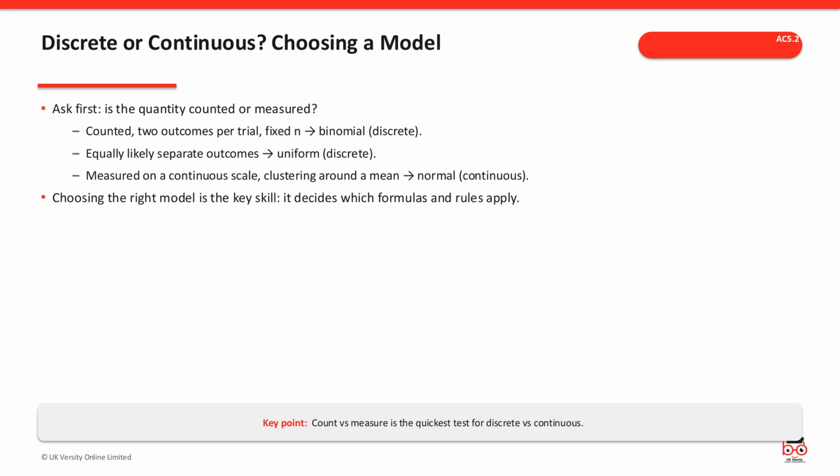Let's finish by choosing between our models. The first question is always, is the quantity counted or measured? If it's counted, with 2 outcomes per trial and a fixed number of trials, you want the binomial, which is discrete. If it's a set of equally likely separate outcomes, that's the discrete uniform. And if it's measured on a continuous scale and clusters around a mean, that's the normal distribution. Choosing the right model is the real skill here because it decides which formulas and rules apply. Count versus measure is the quickest test.